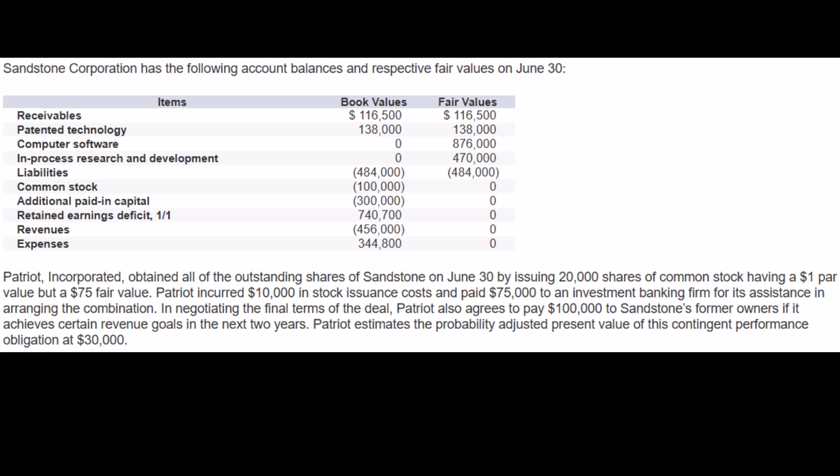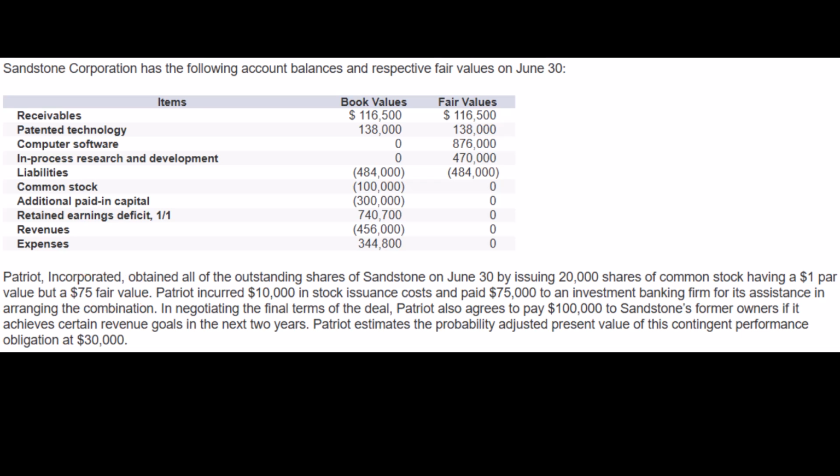The problem tells us that Patriot is issuing 20,000 shares of its common stock. Now, it mentions a $1 par value, but for acquisition accounting, what we really care about is the fair value of the shares on the date of the acquisition. Here, that's $75 per share. That's the number we'll be using for our calculation.